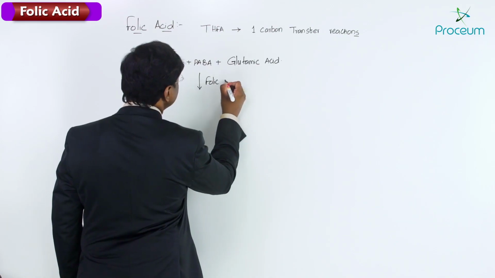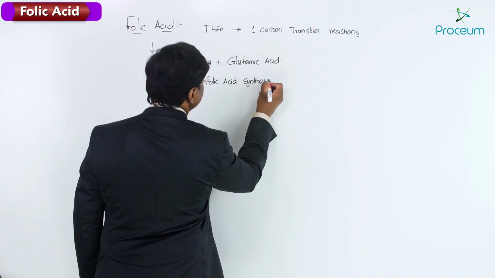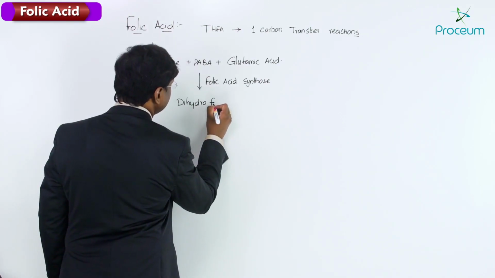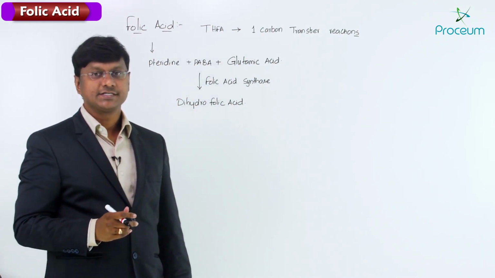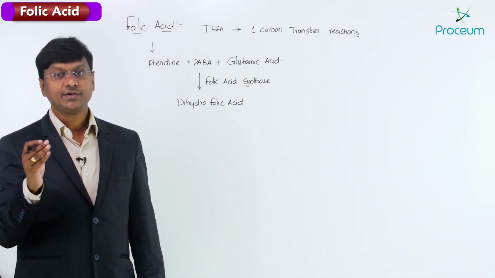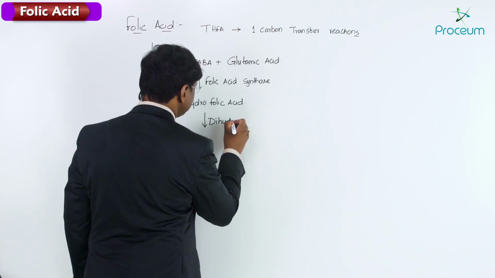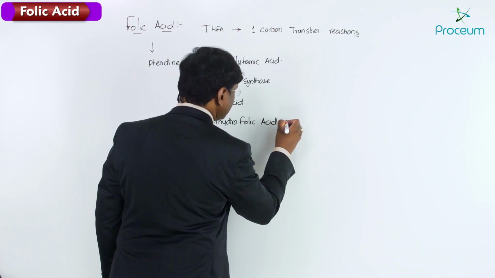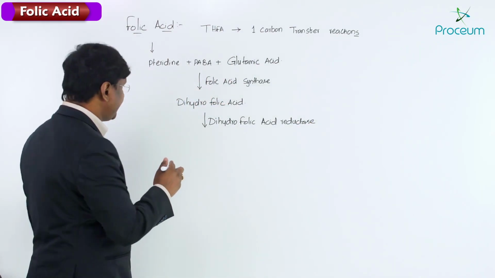In the presence of enzyme folic acid synthase, it is converted into dihydrofolic acid. Now this dihydrofolic acid, in the presence of enzyme dihydrofolic acid reductase, is converted into tetrahydrofolic acid, right? In the presence of enzyme dihydrofolic acid reductase, it is converted into tetrahydrofolic acid.